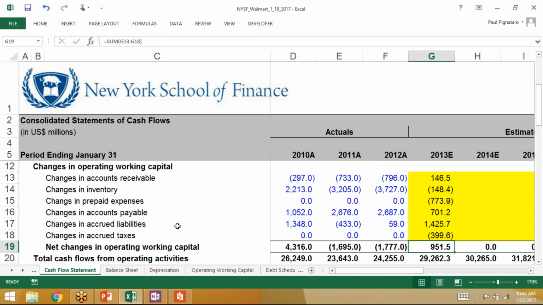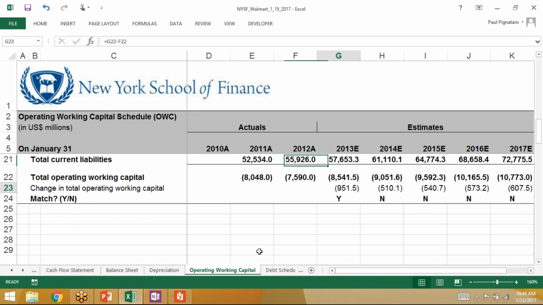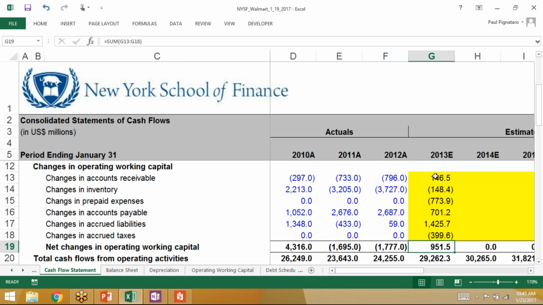Now, notice 951.5 should, if I did this right, match 951.5 here. My match went from no to yes. That match is a check to make sure we've subtracted the assets the right way and the liabilities the right way, because it's a very common thing for analysts to forget that you have to do negative the change just for the top half. This is a common problem, so the match helps ensure that.